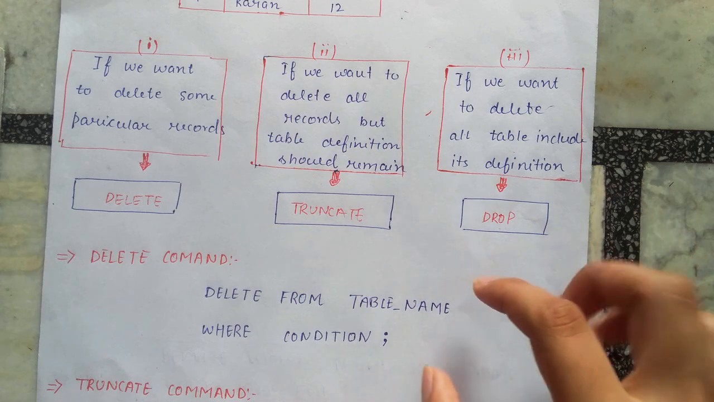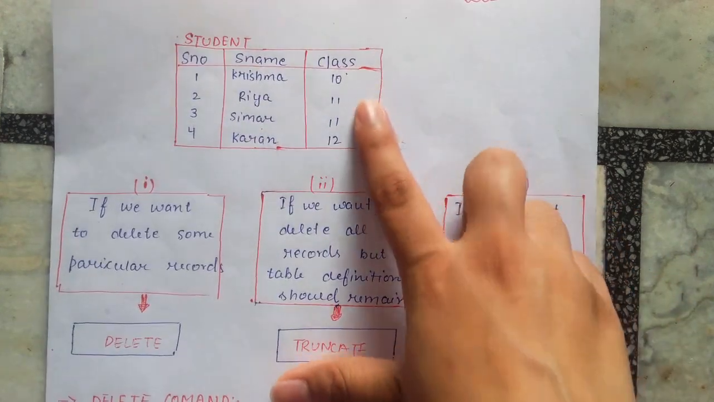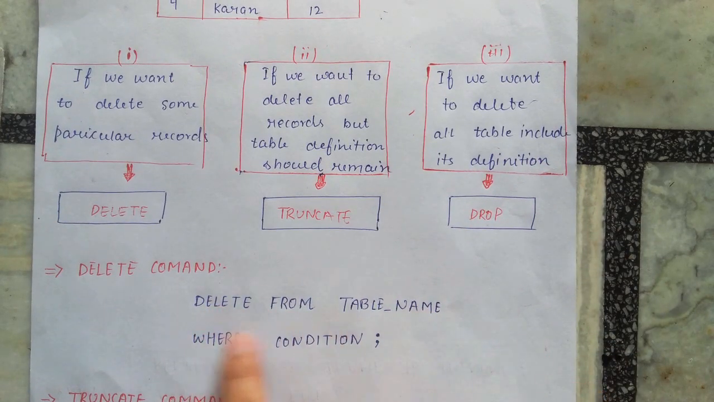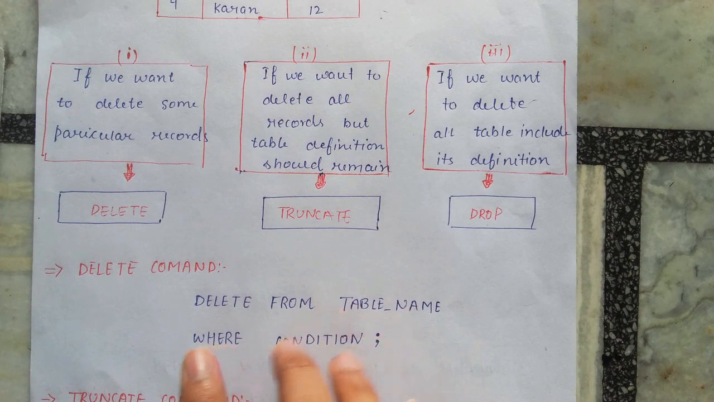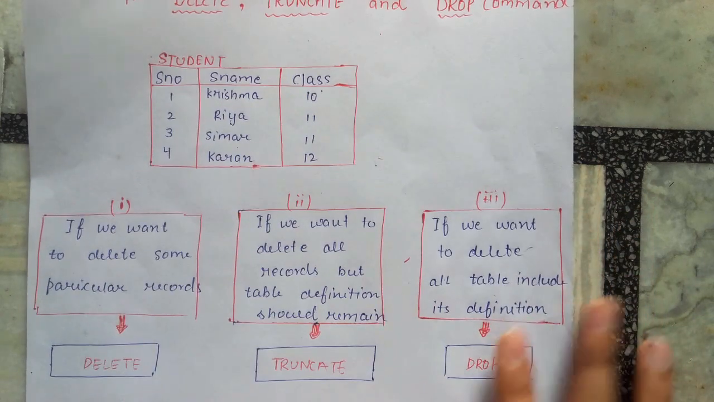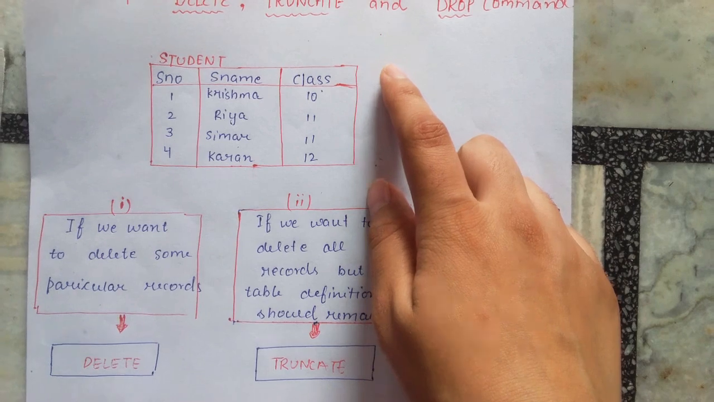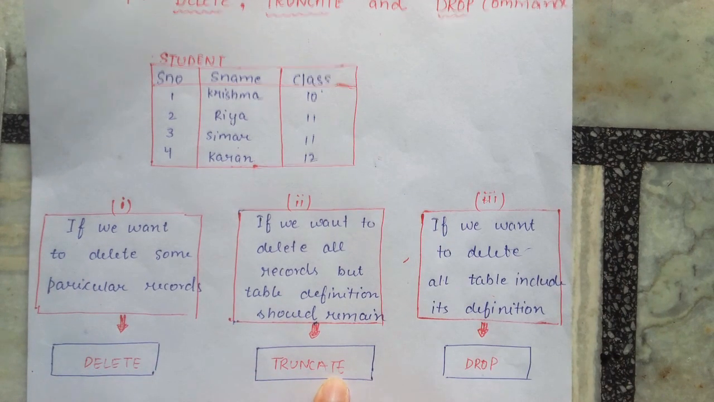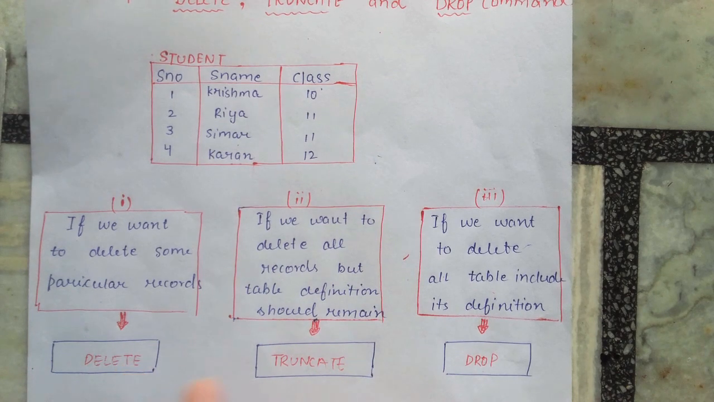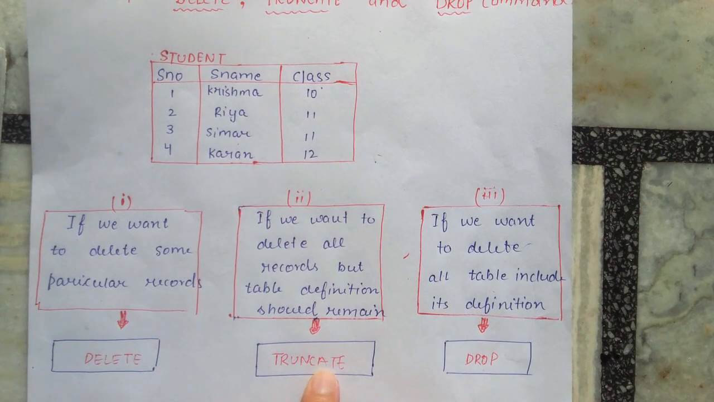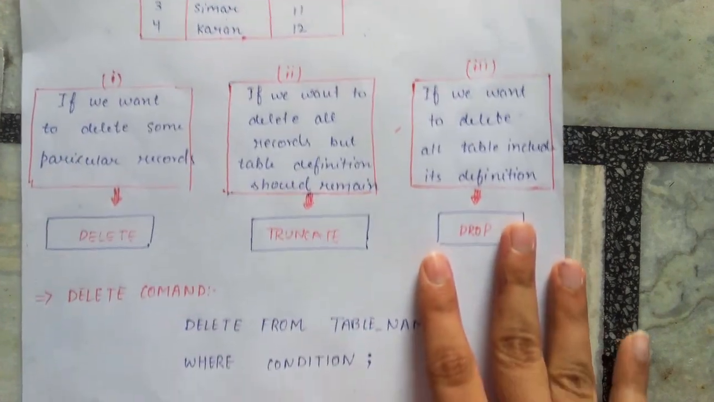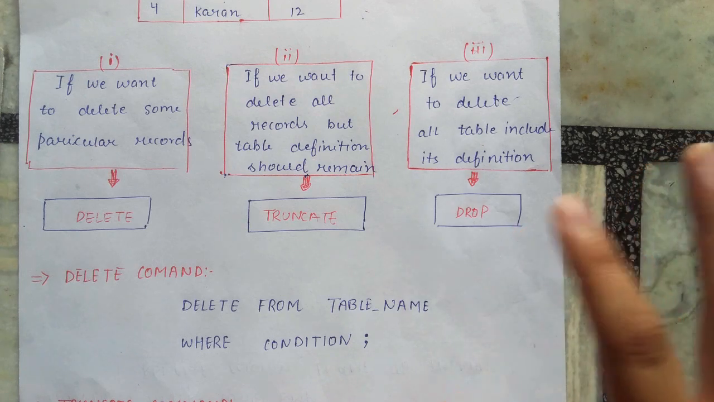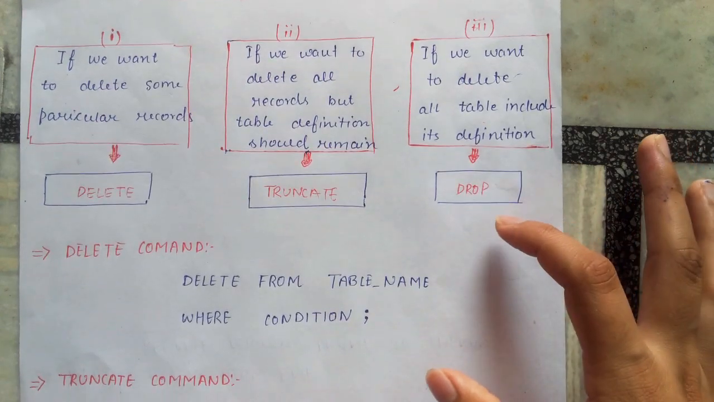We can also delete all the records from the table using the delete command. How? We just don't write the where condition. We simply write: delete from student. It will delete all the records from the table. So with the help of delete we can also perform the functionality of the truncate command. We can delete all the records, and we can also delete records on the basis of our condition. So this is the use of the delete command.